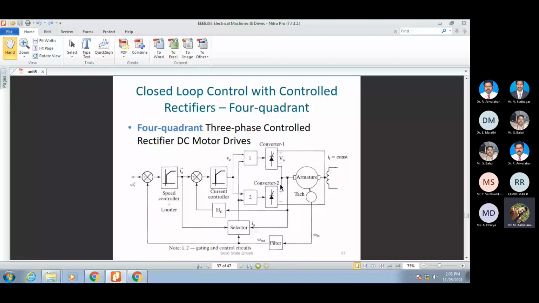So for the 4-quadrant operation, what we have to do is go for a 2-converter operation. Previously, we have seen only 1 converter that is used to achieve the speed control in the armature. Here also what we are doing is going for the armature voltage control rather than going for a field oriented control.